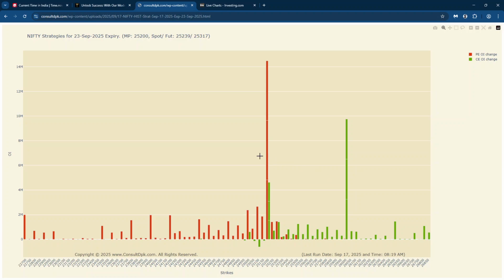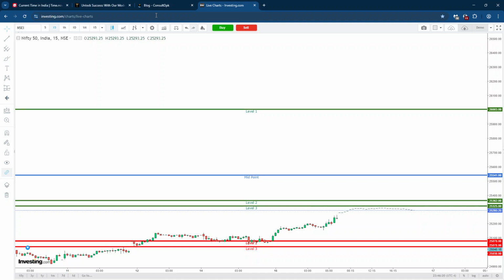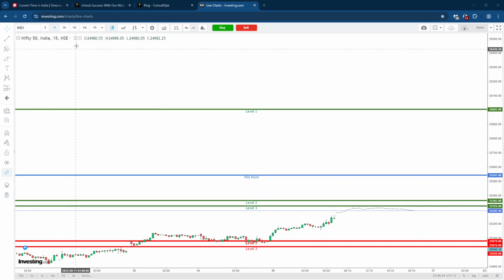We can then either exit shorts at the 25,200 bound if we already have a position in the market, or we may choose to go long if the 25,200 bound is reached. Now we move to mark the support resistance levels in our charting software. I use investing.com to chart the Nifty at 15-min intervals and have already marked today's levels to save time.